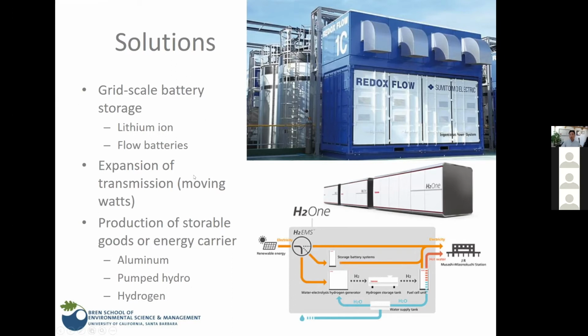For example, batteries are still quite expensive, and expansion of transmission lines is quite expensive, and with long distance transmission, we also have transmission losses. Aluminum is quite bulky and heavy, and transportation and storage is quite costly. Pumped hydro is limited by geographical spaces, and hydrogen is the lightest, least dense material that we know of, and we already have a lot of difficulties in transporting hydrogen over longer distances. So these are the limitations of the current strategies to resolve the curtailment problem.